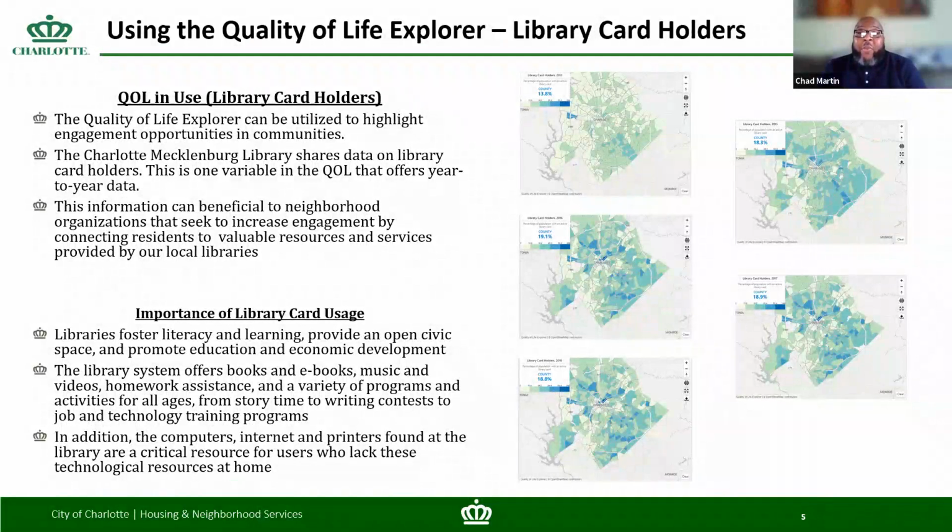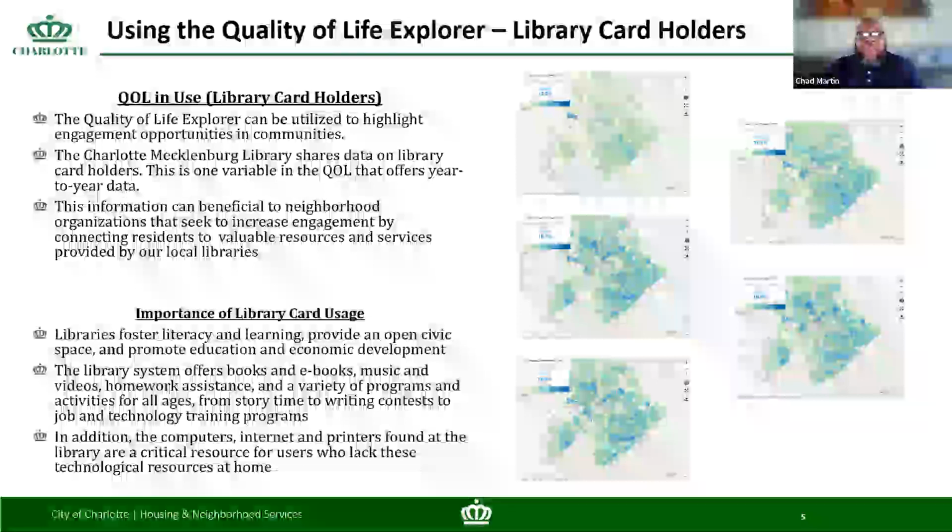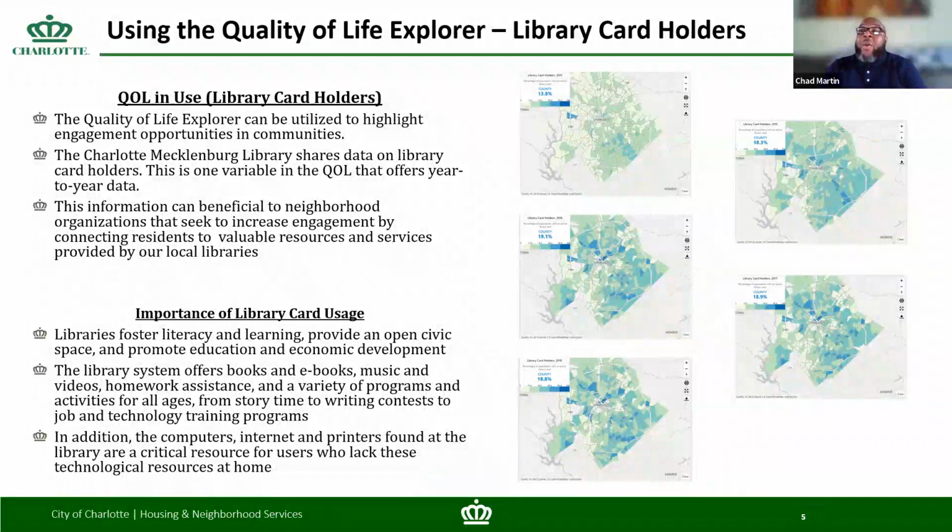The Quality of Life Explorer has a lot of different variables that you can use. And so the library piece is one of them. Another could be the amount of 311 calls you have in that neighborhood. One other could be the Adopt a Street program in that neighborhood, and just looking through those items to see where it is engaged, who's not engaged, or the level of engagement over the course of years.